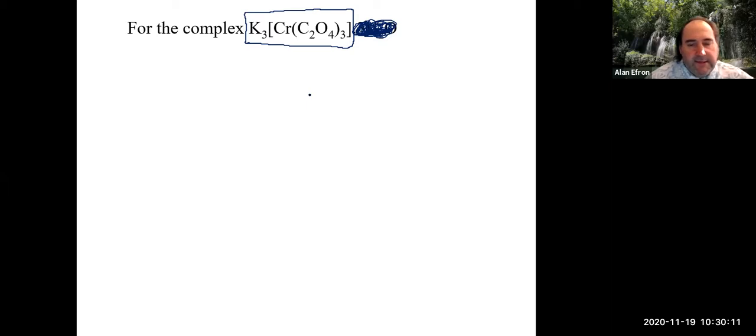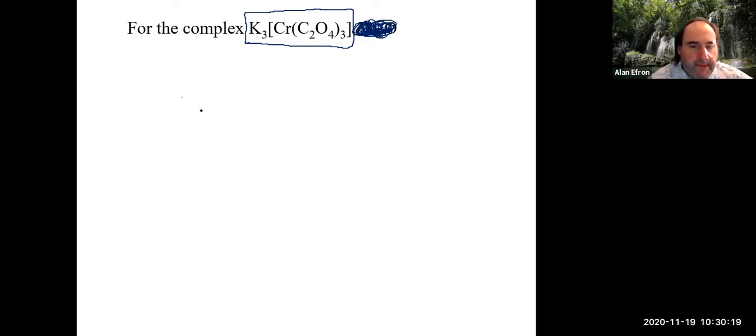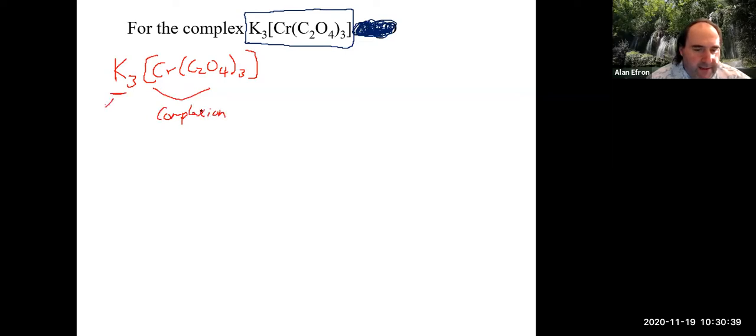Okay, so let's take a look and see how we're doing on this one. Again, we're just going to focus on the part in the box there. The first thing we can figure out just from looking at the formula is that the part in the box is going to be our complex ion. And by default that makes this our counter ion. Right off the bat, we know our counter ion is the positive one here. We know overall our complex ion should be negative.